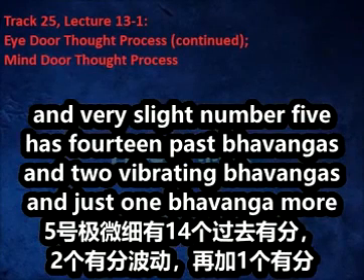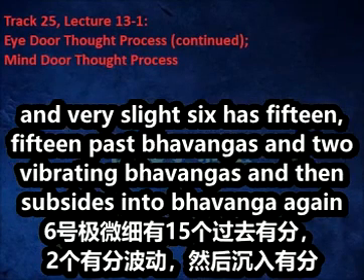And very slight number 5 has 14 past bhavangas and 2 vibrating bhavangas and just 1 bhavanga more. And very slight number 6 has 15 past bhavangas and 2 vibrating bhavangas, and then subsidence into bhavanga again.